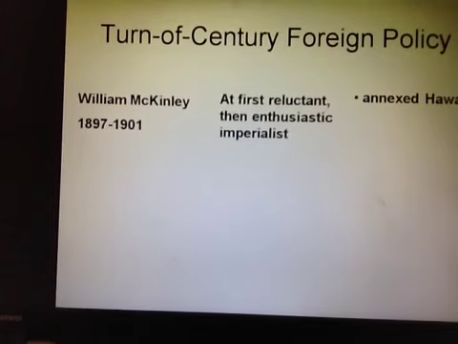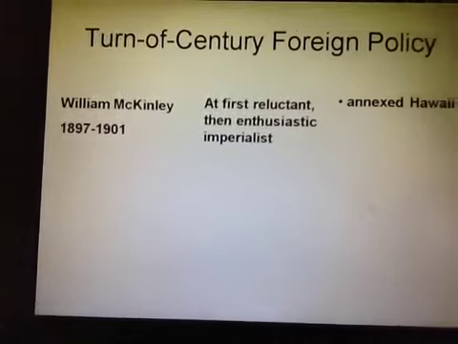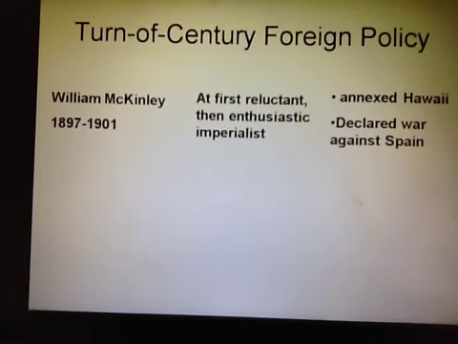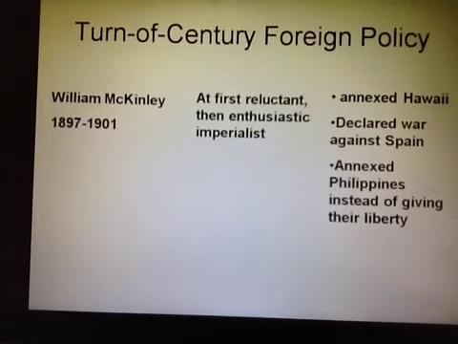If you remember, he's the one who inherited the Hawaii problem, whereas Cleveland had kind of been like, oh, I don't know about this. McKinley's the one who finally says, yeah, for sure, we should annex Hawaii and make it part of the United States. He is the one who declares war against Spain in the Spanish-American War after the Maine exploded. And he also annexes the Philippines instead of giving them their liberty, which was kind of a controversial thing since they went to war with us over that.